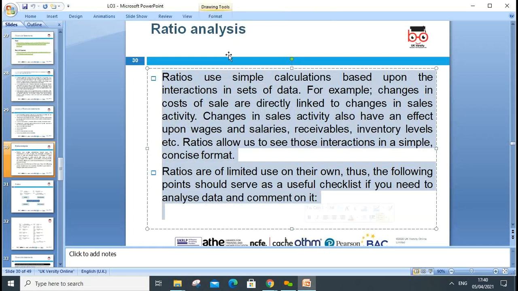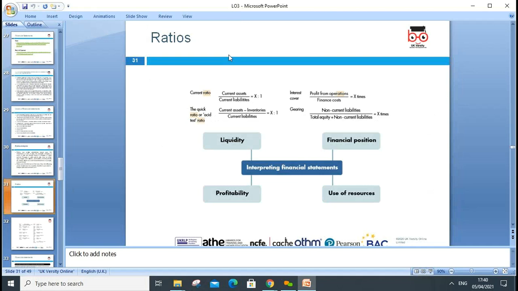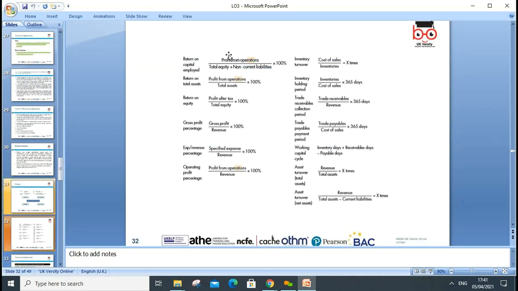We have 4 types of ratios which we calculate and we make the decision. First we have the profitability ratios, where we can look at how much profit the company earns. We want to see the return on capital employed, how much worth of assets we have and how much return we have, the profit from operations. We can look at the return on total assets, how much worth of assets the company holds, and then how much profit.